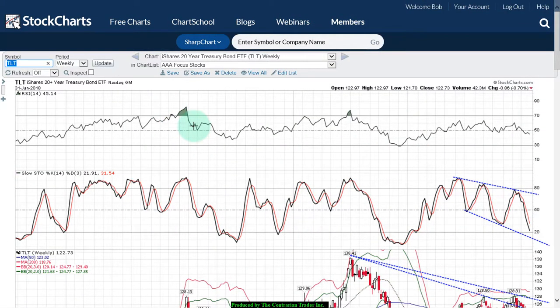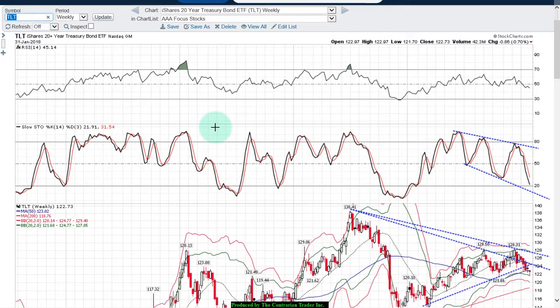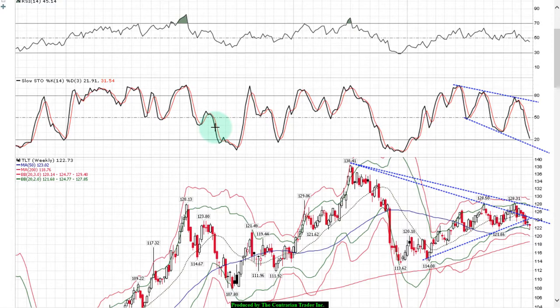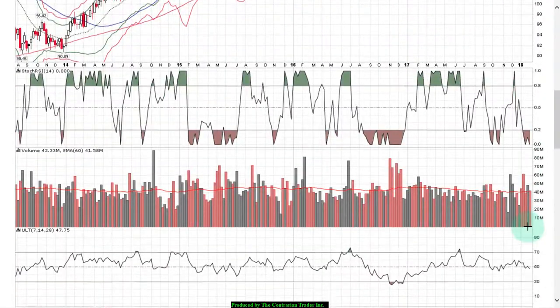TLT. This is the 20-year Treasury Bond ETF. It's a bull ETF, and it's weak. And I don't see any respite in sight of the selling. I mean, we have RSI making lower highs and lower lows. Same deal here on this weekly chart for Stochastics. We have broken down below critical support levels on a weekly chart. So far this week, we've rallied off the lows of the week. We'll see how the week closes out.